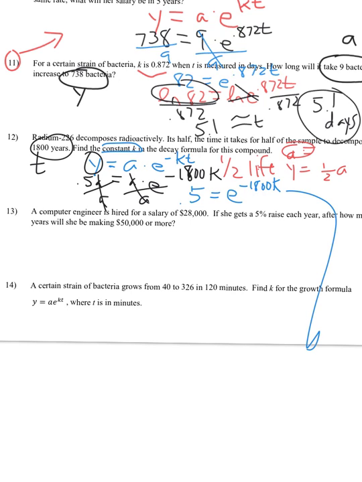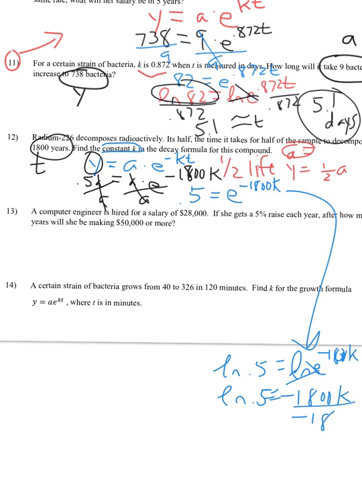Now I'm going to do the ln of both sides. So I'm going to do the ln of 0.5 equals the ln of e to the negative 1800k. Forgot a 0 there, but that's 1800. That cancels out, so I get negative 1800k is equal to the ln of 0.5.